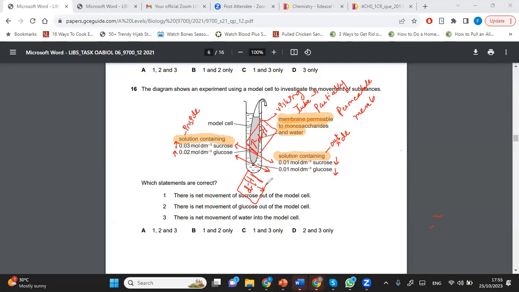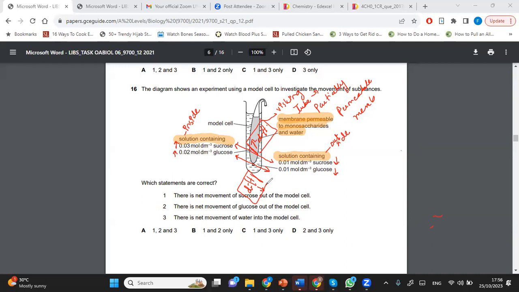Now, which statements are correct? There is net movement of sucrose out of the model cell. Is this true or not? Is sucrose going to be moving out of the cell or is it going to stay within the cell? What do you guys think? Is sucrose going to diffuse out of the cell or is it going to stay within the cell?